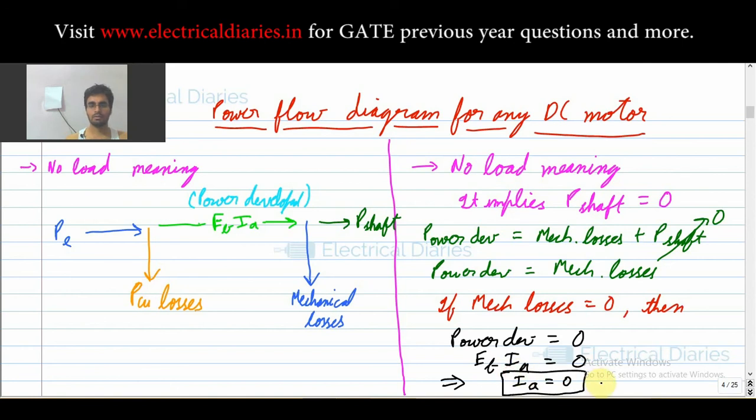Okay, so this is not the answer, but this is the big conclusion that you should always remember, that no load means that your IA is equal to 0. Okay, so that is the logic. For any DC motor it would work. So these are the things related to the power flow diagram and the no load. Okay, so this concept is over.